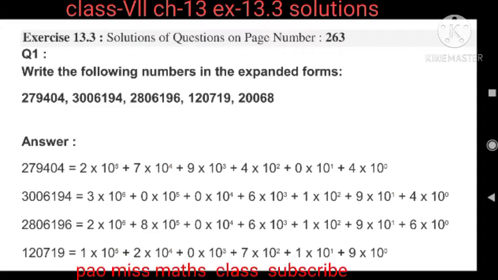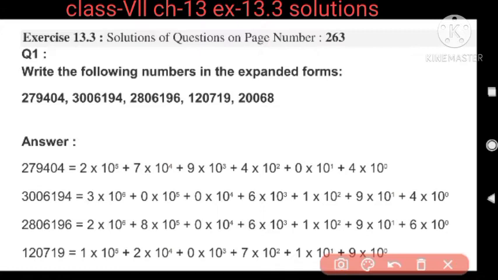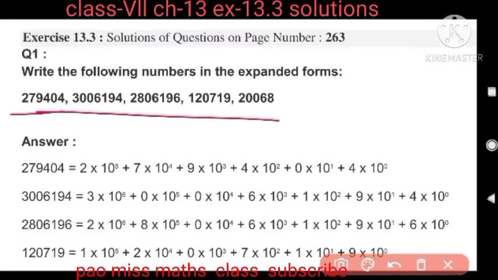Write the following numbers in the expanded form. So we have to write the following in the expanded form. First one is given 2,79,404, isn't it? And second one is again given 30,06,194. So these are the questions. Now you have to write in expanded form.